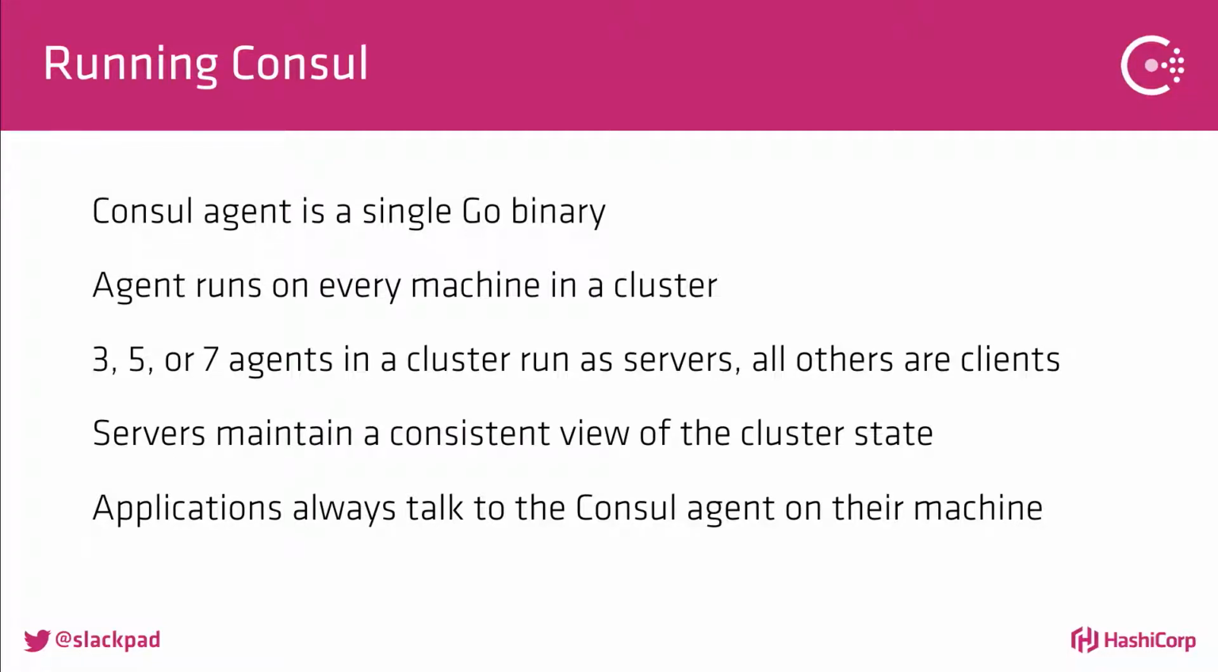For running Consul, the sort of shape of Consul is it's a single Go binary. You run the agent on every machine in your cluster. You designate some hopefully odd number of those as servers, usually 3 or 5. Some people run 7. Those have a special sort of consistent view of the state of your cluster. And one thing that is another pattern that you really need to think of is your applications just talk to their local agent. You don't need a load balancer in front of Consul, because then you have another level of service discovery problem. How do I find the load balancer?